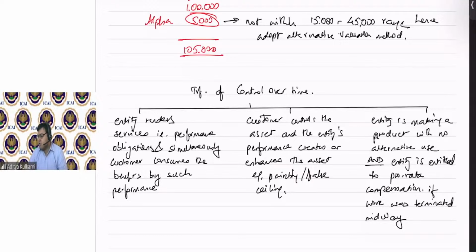All clear. So if any of these conditions are fulfilled, we can say that the performance obligation has been transferred over a period of time. Transfer of control over a period of time. If it is not meeting any of these criteria, it will be transfer of control at a point in time.